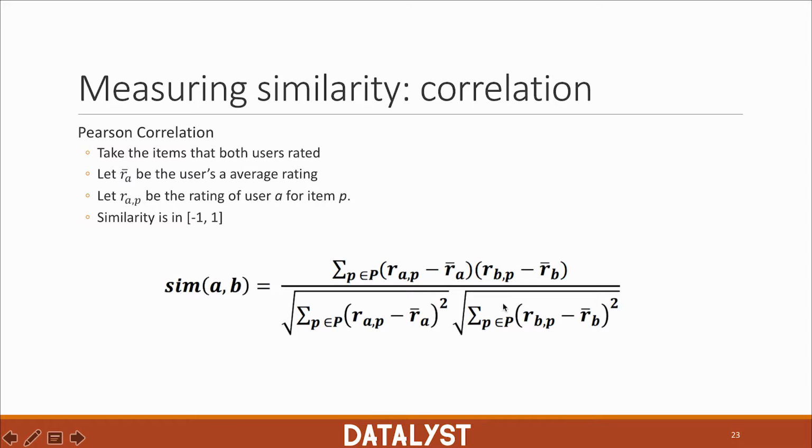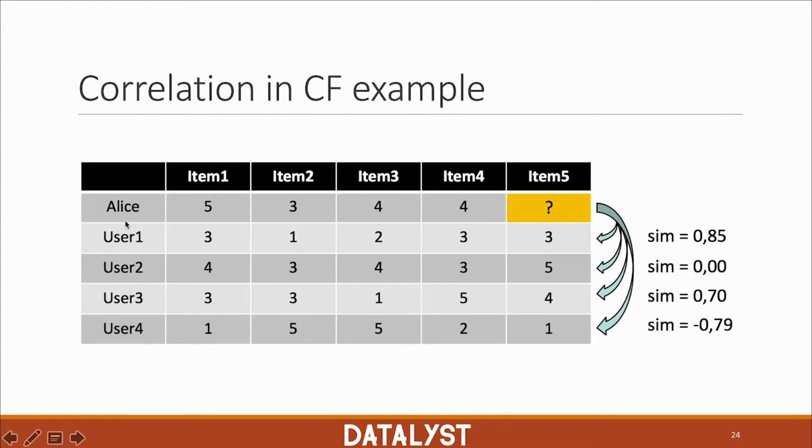The denominator here is just used for normalization purposes, and we get a score from -1 to 1, which can tell us how similar or dissimilar the two users are. For example, this is Alice, our active user, and different random users from the database, and we want to calculate the similarity of Alice to other users. So we use the following formula and we get these scores. We're going to use, for example, user 1 and user 3, which are the most similar, in order to predict what the rating would be for this item, which Alice has not bought yet.